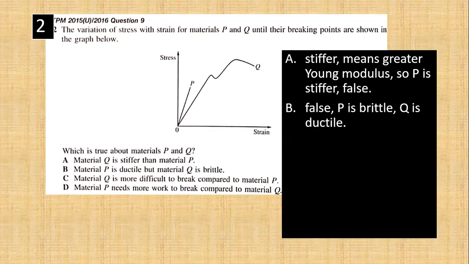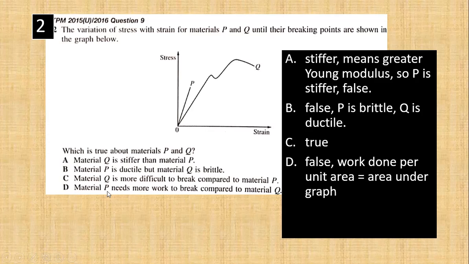Q is more difficult to break compared to P. Well, it doesn't break here. It still breaks at the end there. True. It takes a longer time. This one breaks very fast. No other area really. After the elastic limit, it breaks. And material P needs more work. Smaller area. Area in the graph is energy stored per unit volume, or work done per unit volume. This one is larger. Before it breaks, there's a larger area. Okay, so answer is C.